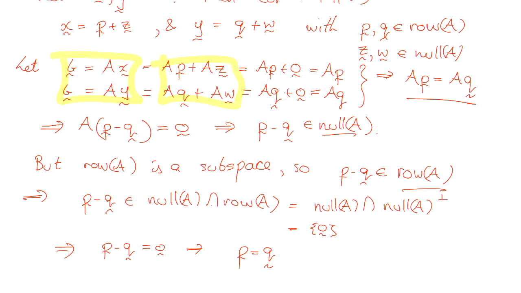Okay? So you can generate every solution to AX equals B by taking the unique thing in the row space that satisfies AX equals B and then adding absolutely anything from the null space to it. Okay? So it's a way of generating all of the solutions to your equation.